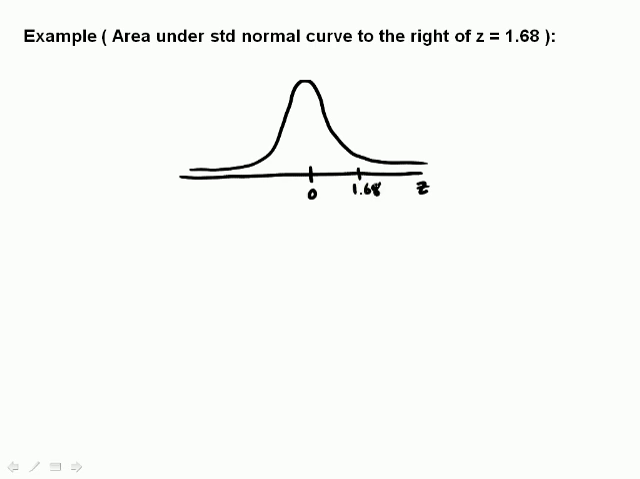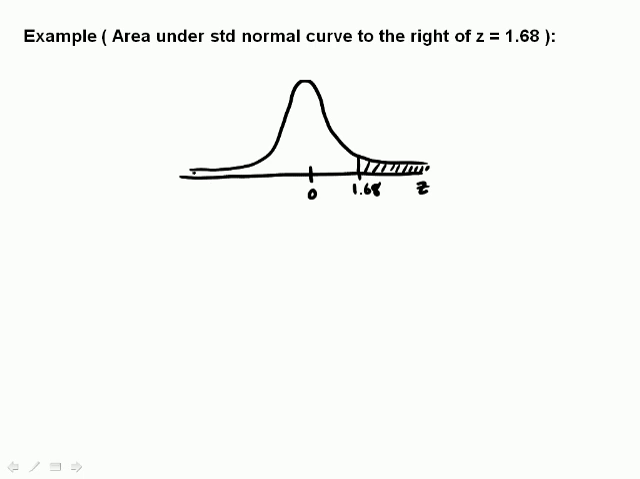1.68 over here somewhere. And this time the area that we want is to the right of that z-value and underneath the curve. So if I shade that in, it looks like that tail right there. So I want the area that consists of this right-hand tail over here that's to the right of z equal 1.68.